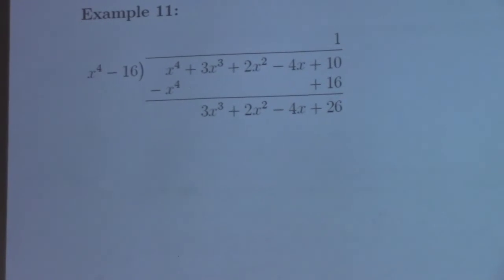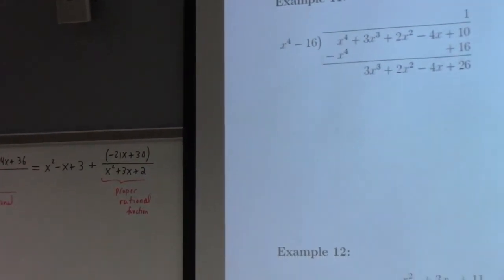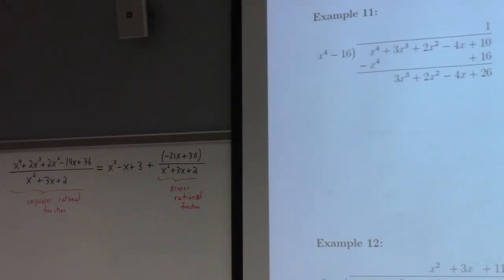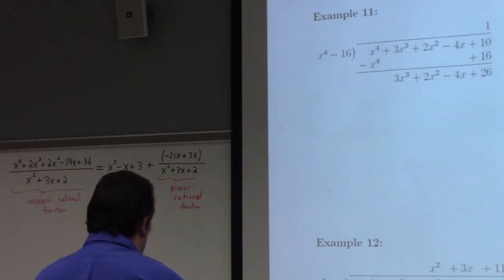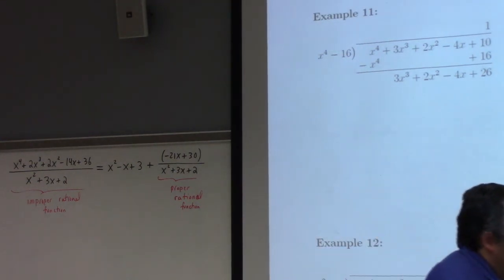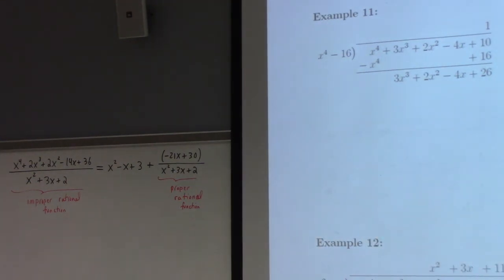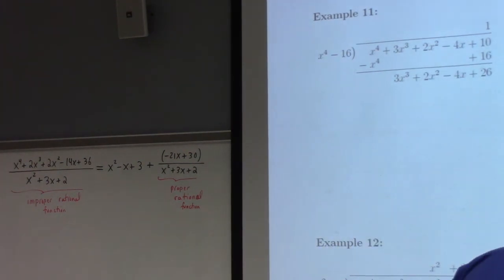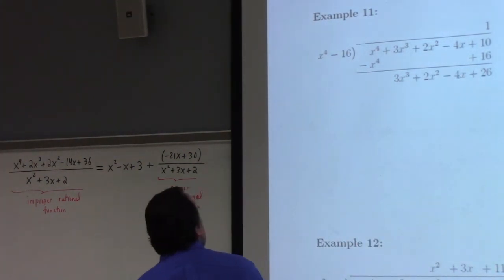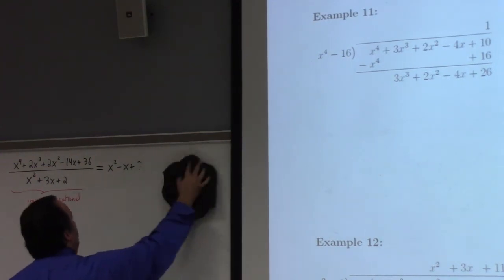Here's example 11. I've got this fourth order polynomial, right? And I'm dividing x to the fourth minus 16 into this, and I get 1. What does that mean? All right, so let me write the equation that it means. That's going to be your answer on the participation sheet for number 11.